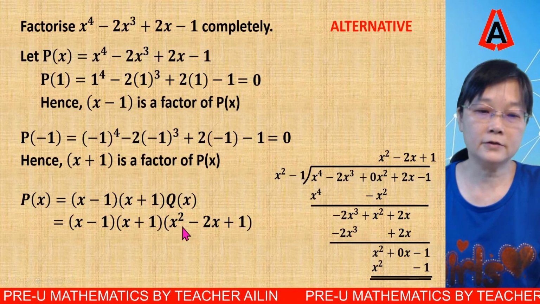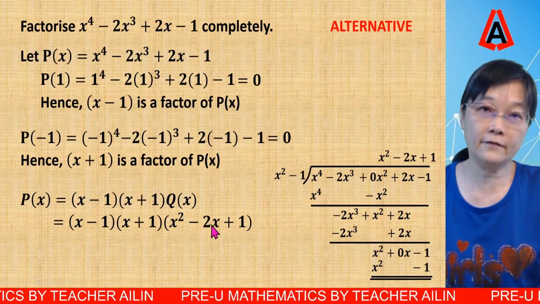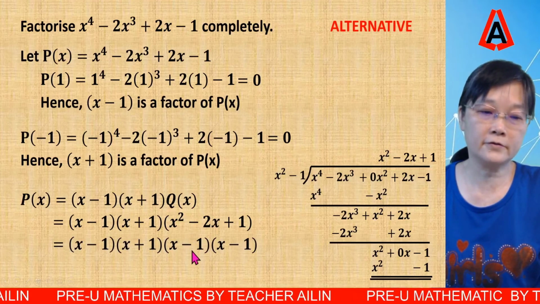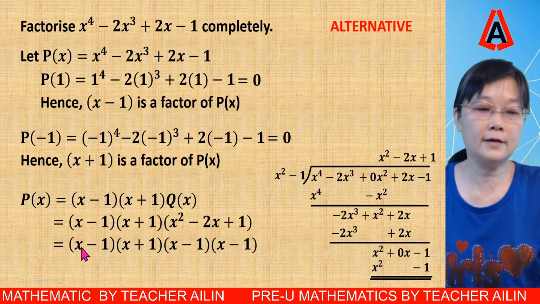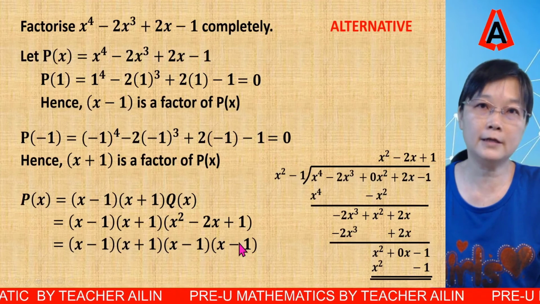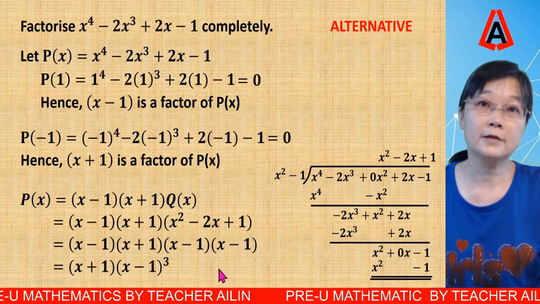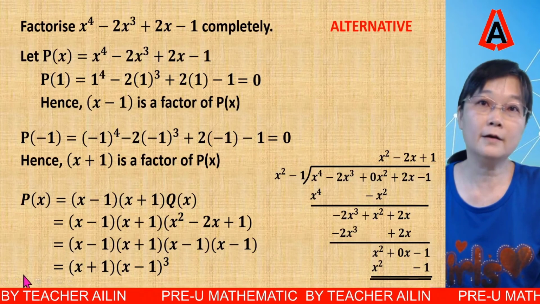After that, I need to confirm whether this quadratic can be further factorized. So I find that I can further factorize this quadratic. So once I have factorized the quadratic, I find that I have three similar linear factors. So when I combine, I get this one. So now I have finished factorizing the polynomial completely.